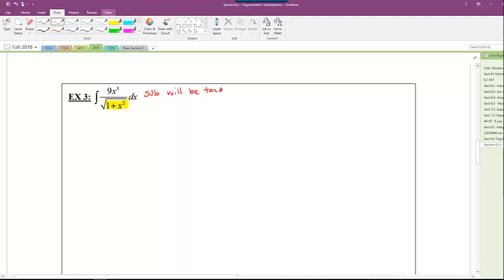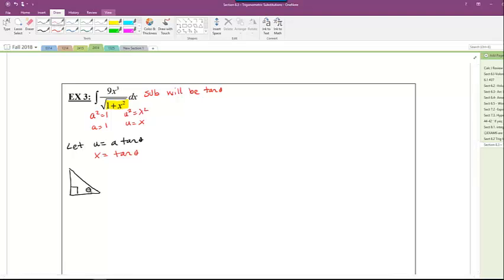So what I do first is I identify what a is and what u is. Then I know I need to let u equal a times the tangent of theta. So in my case, we're looking at x is equal to the tangent of theta. Then I build my triangle.